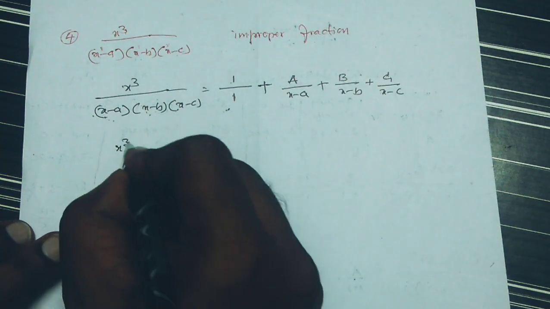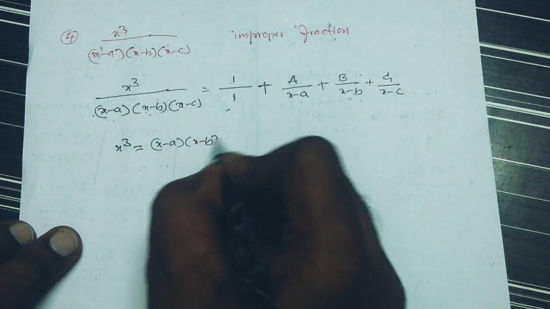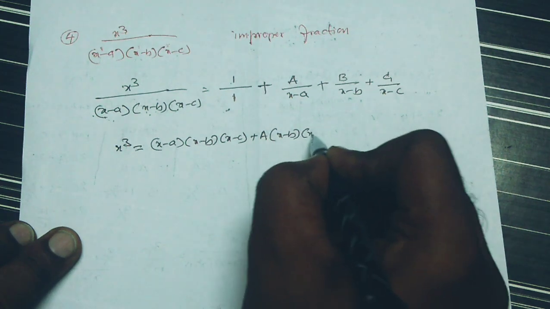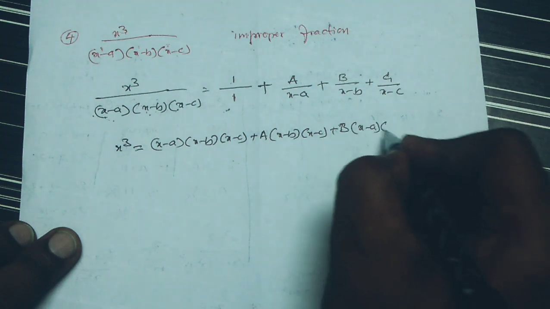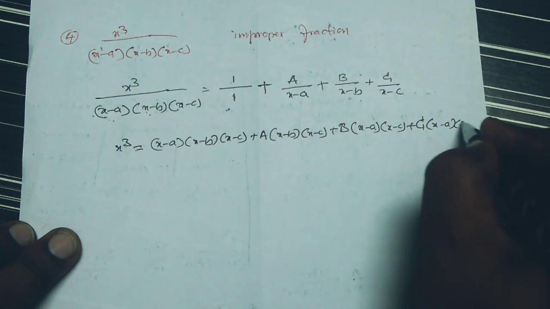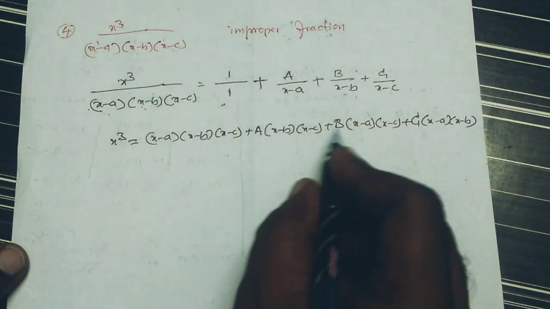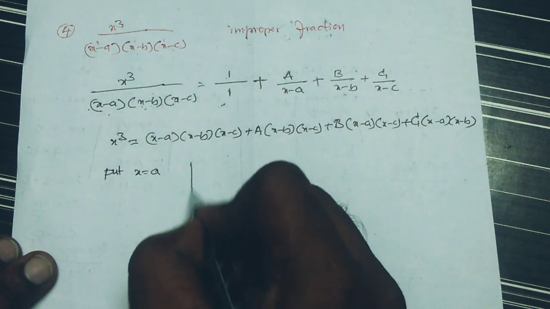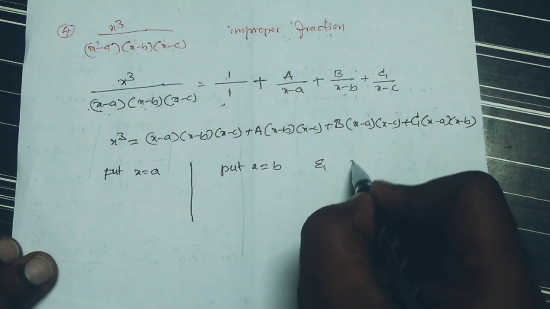Therefore, for that we have to take the LCM. x cubed = (x - a)(x - b)(x - c) + A(x - b)(x - c) + B(x - a)(x - c) + C(x - a)(x - b). Right. To find the values of A, B, C, put the first process itself. You put x = a, put x = b and x = c.